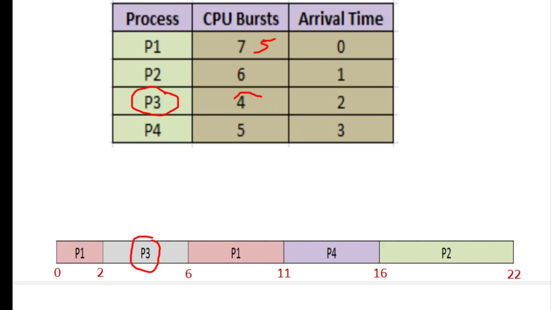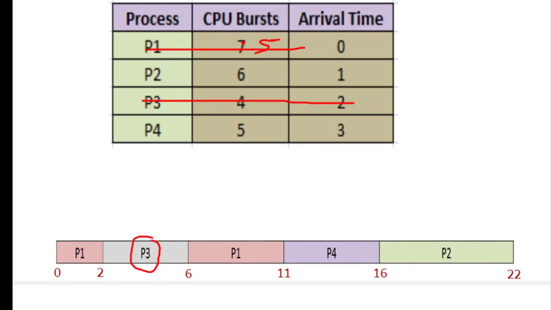Now after the execution of P3, we are left with 3 processes. I'll just cancel out this. P1 with 5, because 2 is already executed, and P2 is 6, and P4 is 5. Now because we have already started with P1, and P4 is also 5, we start again with P1. So 5 is left, so 6 plus 5 is 11.